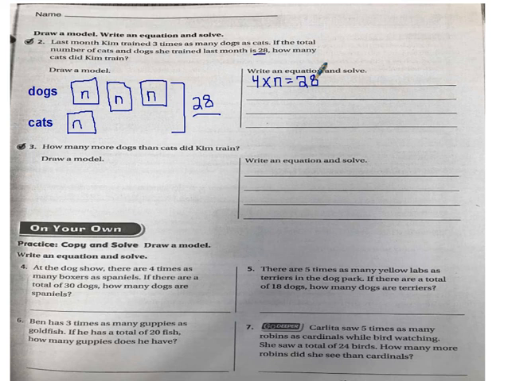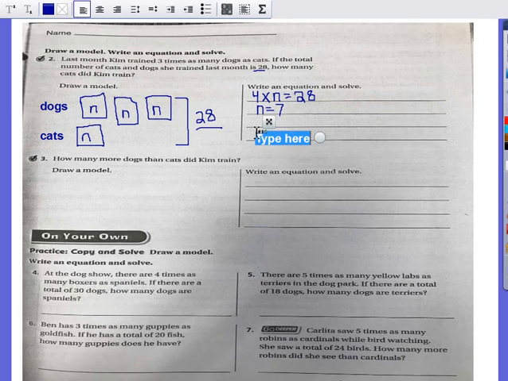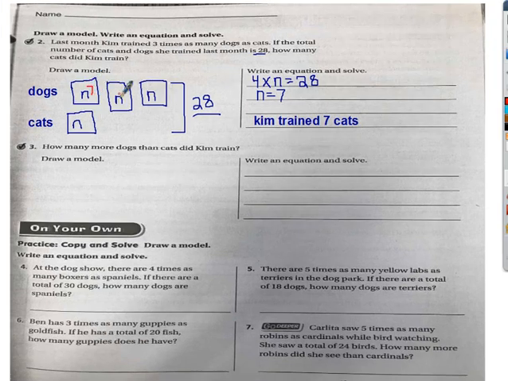Alright, so now we just have to think, 4 times what is going to get me to 28. Just start working our way. 4 times 3 is 12, 4 times 4 is 16, 4 times 5 is 20, 4 times 6 is 24, 4 times 7 is 28. So I found my N. So N equals 7. 4 times 7 is 28. So on the line here, you can put Kim trained 7 cats. Okay, so we found that part. That means in each one of these boxes there's 7. 7 plus 7 plus 7 plus 7 is going to get you to 28.